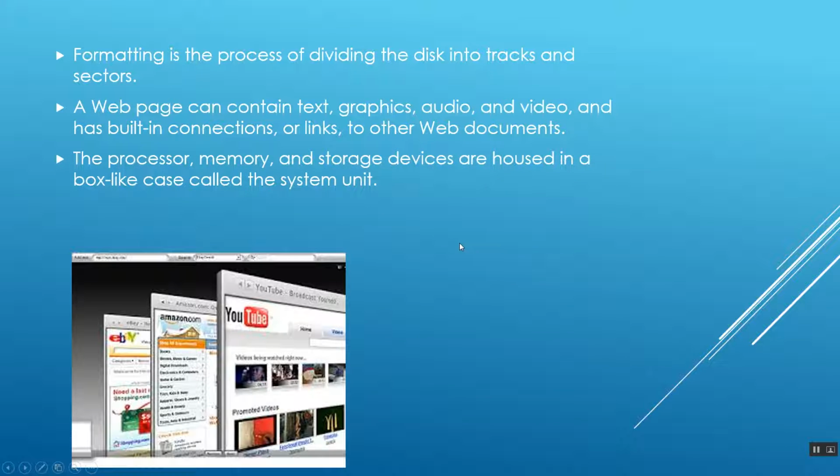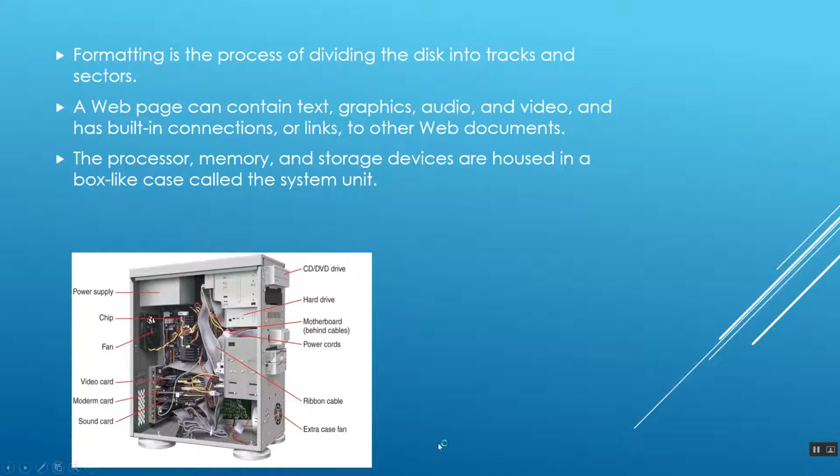The processor, memory, and storage devices are housed in a box-like case called the system unit. I think I always skip over this because it's just not a term that I use that much. But the system unit is that box where all your stuff is. If you're sitting at a computer right now, on a desktop, for example, the big box where the processor and hard drive and all that stuff is your system unit. And it looks a little something like this.